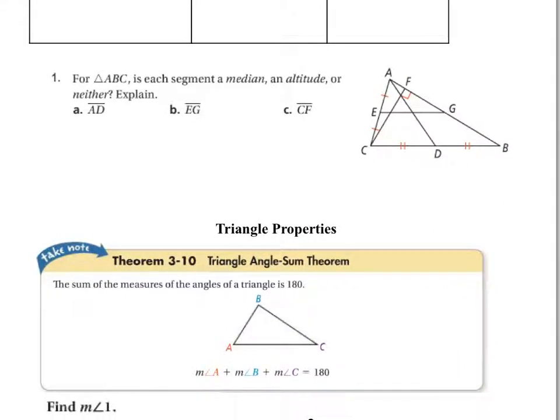In this example here, we want to know if each segment is a median, an altitude, or neither. Segment AD comes from the vertex, and it comes over here to this side, and we see that there's two lines here and two lines here, which means that line segment CD is congruent to DB. Well, we know that a median comes from the vertex to the opposite side, the midpoint there. So AD is a median.